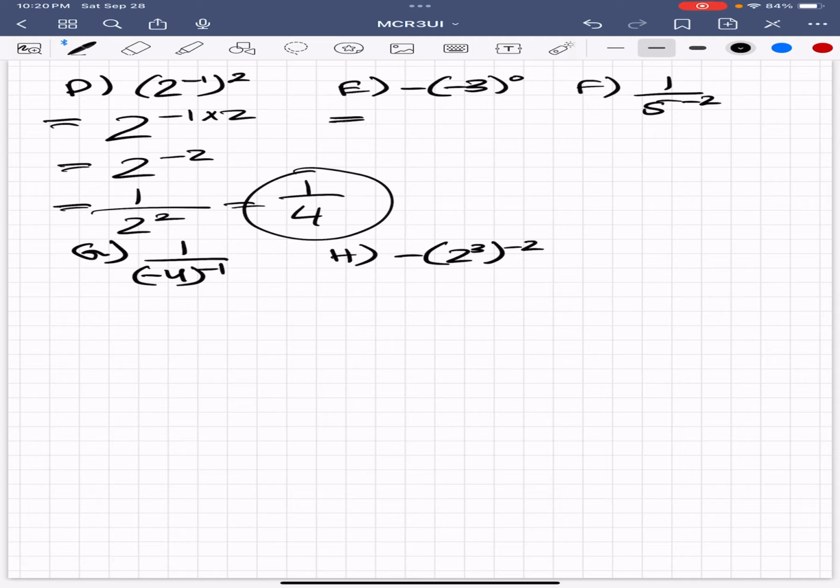So we have to use the 0 law for letter E. Any base or number to the power of 0 is 1. So 1. We then have a negative symbol to expand, for a final answer of -1.